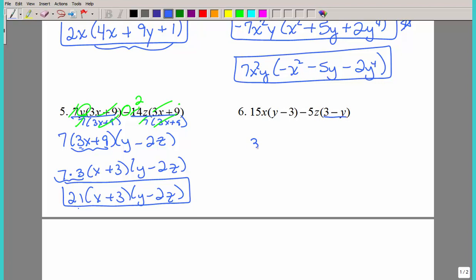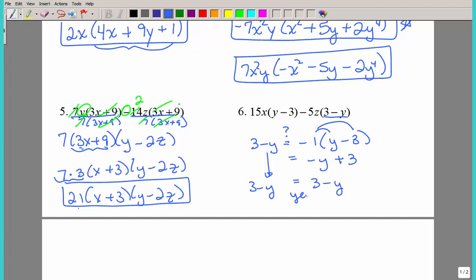3 minus y. Could that be the same as negative 1 times y minus 3? I'm going to put a question mark there. How could we check that? Well, if I distribute that, I would get negative y plus 3. Commutative property of addition says I can turn that around and write that as 3 minus y. So that means, yes, these are the same. I could replace 3 minus y with negative 1 times y minus 3.